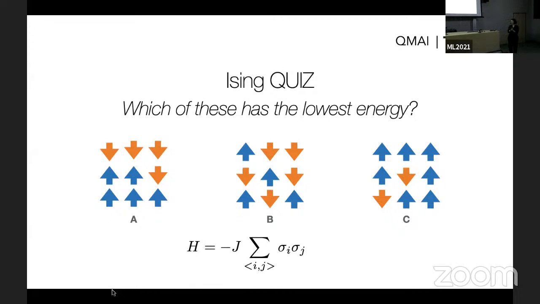So let's do a quick Ising quiz. Which of these configurations has the lowest energy? I wrote the Hamiltonian for you again in case you want to calculate it. I think either you have a remarkable physical intuition or maybe you want to calculate it. So let's take a few minutes and just go ahead and do that.